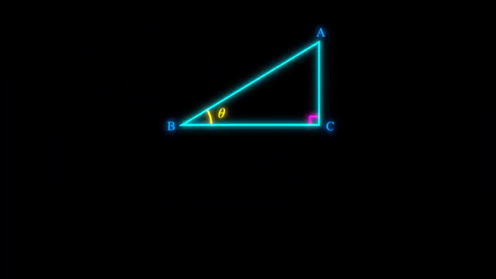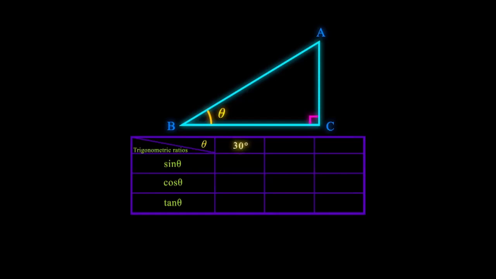In a right-angled triangle, when an angle is 30 degrees, sine 30 degrees is 1/2. Cosine 30 degrees is the square root of 3 over 2. Tangent 30 degrees is 1 over the square root of 3.